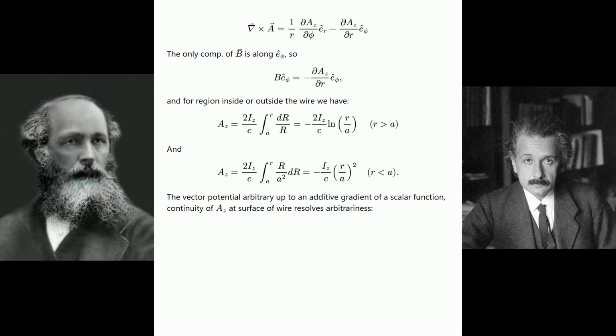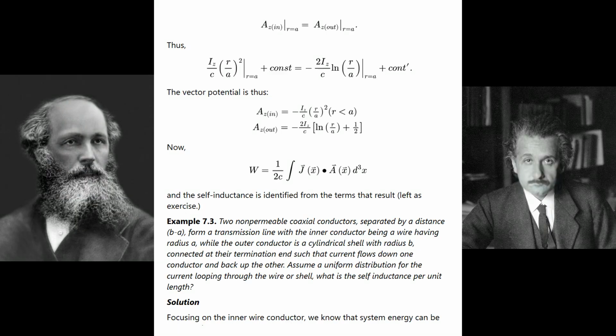And for region inside or outside the wire we have, see the next equation. And see the equation shown. The vector potential is arbitrary up to an additive gradient of a scalar function; continuity of A sub z at the surface of the wire resolves the arbitrariness. See the next equation. Thus, see the equation shown. The vector potential is thus, see the next equation. Now see the equation shown. And the self-inductance is identified from the terms that result, left as an exercise.